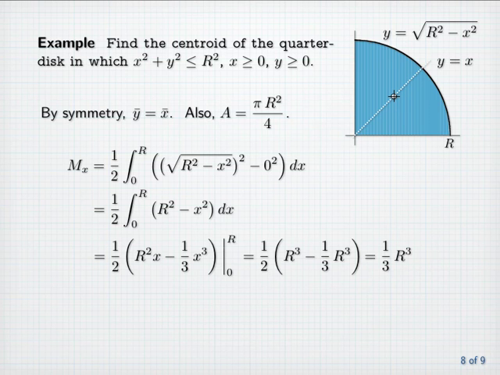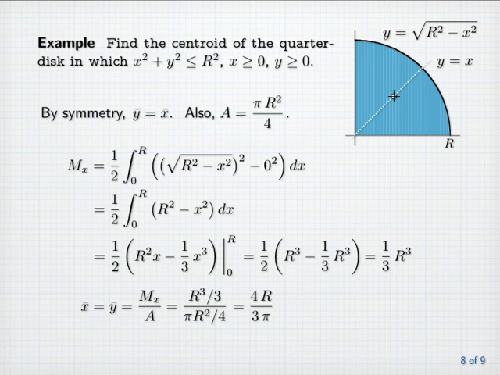So x bar and y bar are both equal to the moment about the y-axis divided by the area. That's going to be 1/3 of r cubed divided by 1/4 of pi r squared. So we end up with 4/3 of r divided by pi. Now that's about 0.424 times r, which tells us roughly where the centroid is along our line of symmetry.